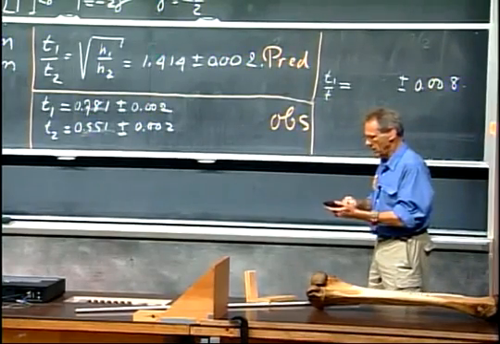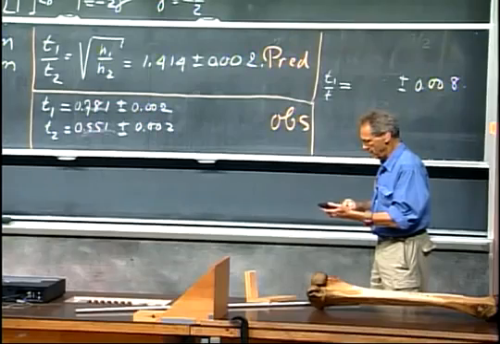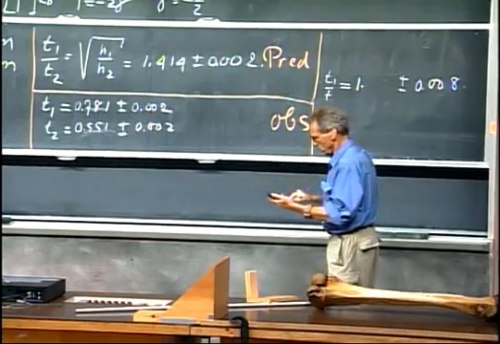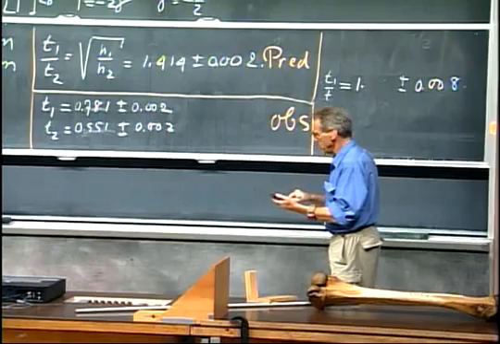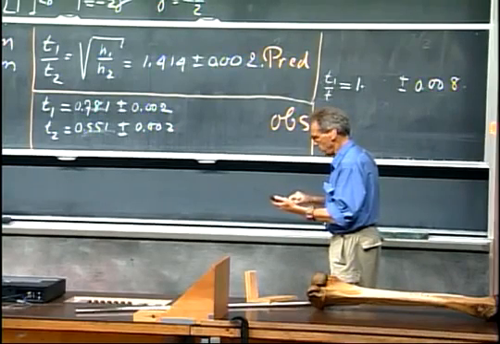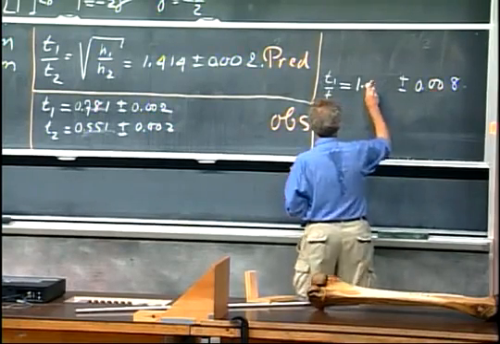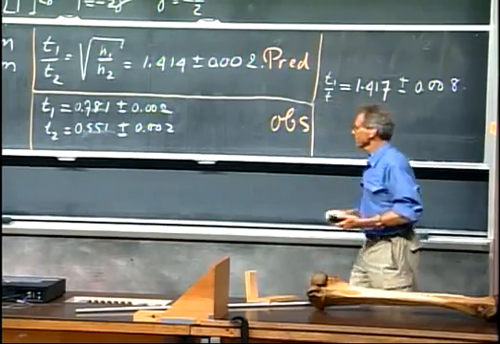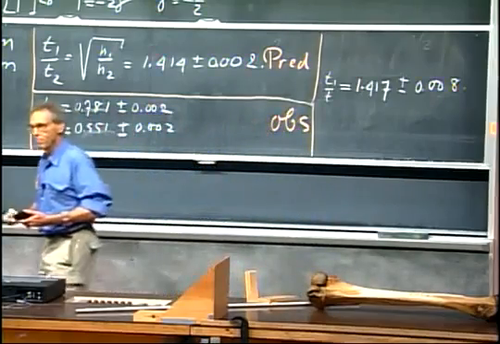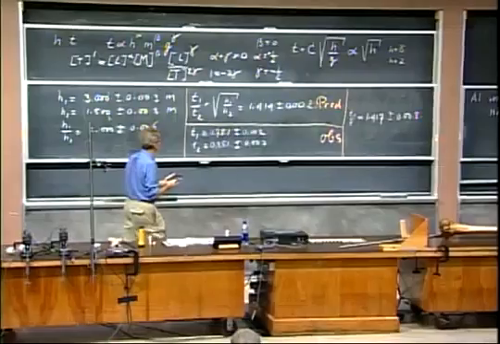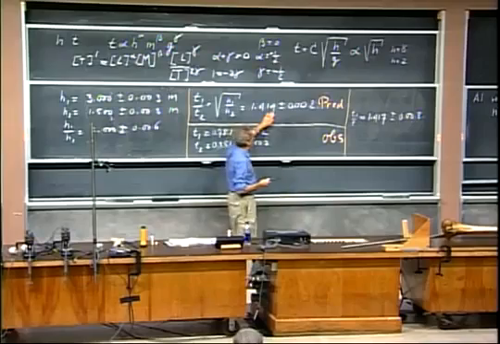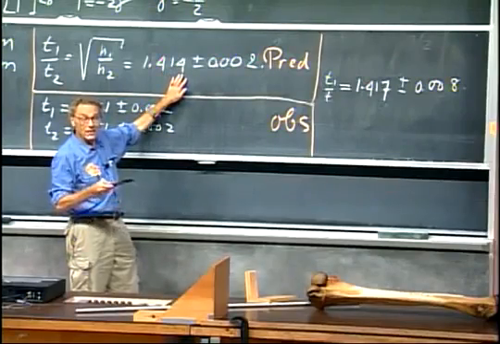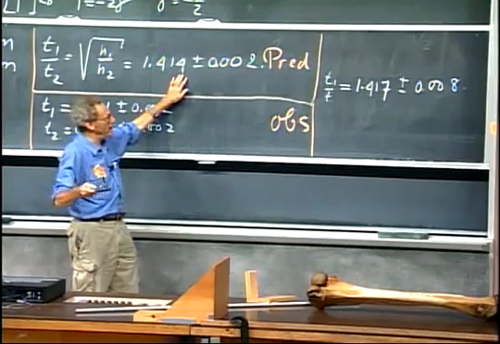781 divided by 551. 1 point, let me do that once more. 781 divided by 551. 1.417. Perfect agreement. Look, the prediction says 1.414, but it could be 1 point, could be 2 higher. That's the uncertainty in my height. I don't know any better.